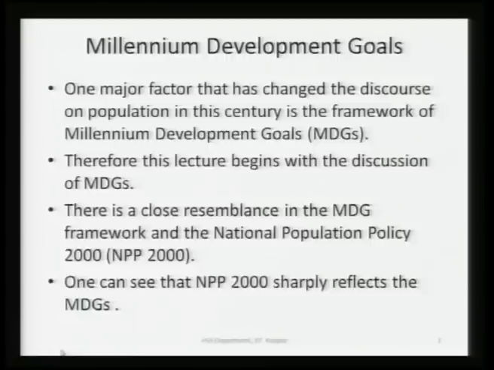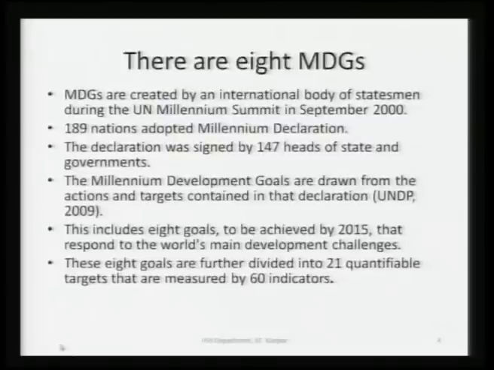Also, because there is a close resemblance between the Millennium Development Goals framework and the National Population Policy 2000. One can see that NPP 2000 sharply reflects the Millennium Development Goals. Now, there are 8 Millennium Development Goals.